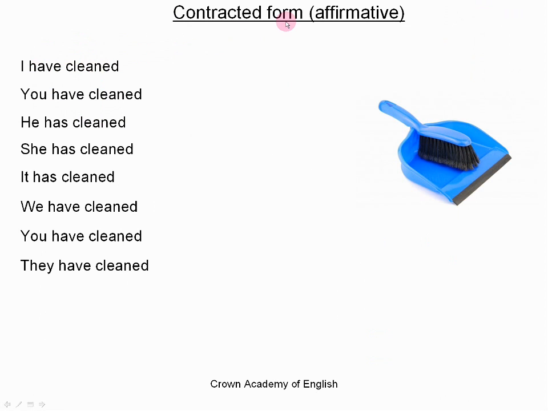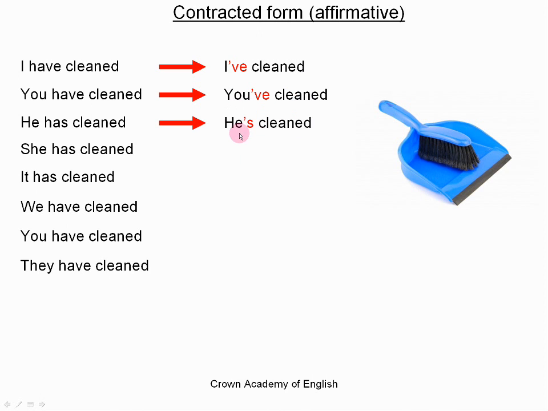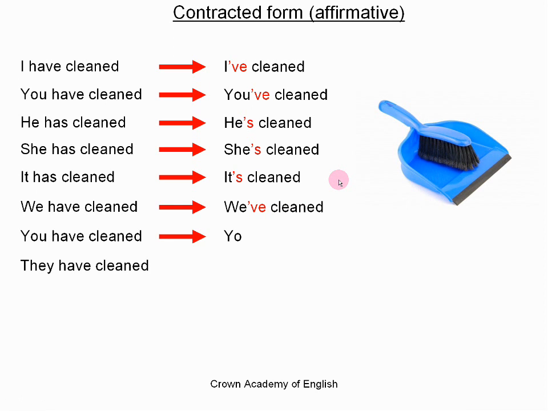Now let's look at the contracted form of the affirmative. So I have cleaned, I've cleaned. So we put an apostrophe and then the letters V, E, and we pronounce it as one syllable. I've. You've cleaned. He's cleaned. She's cleaned. It's cleaned. We've cleaned. You've cleaned. They've cleaned. Okay?